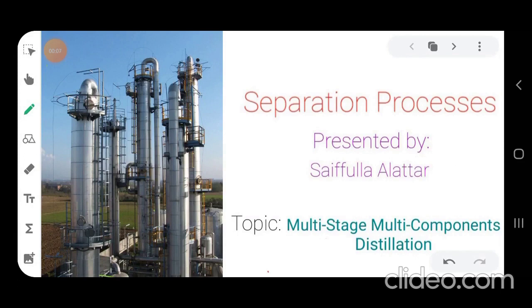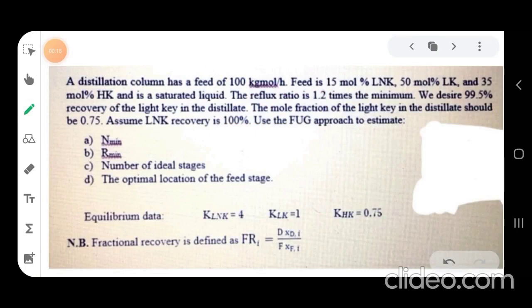Today we are going to take an example for the topic that we have discussed, which is the multi-stage, multi-component distillation. So this is the example. Let's say we have a distillation column. We have a feed of 100 kilomole per hour, and the feed is 15 mole percent of the light non-key, 50 mole percent of the light key, and 35% of the heavy key, and it seems there is no heavy non-key, and it is saturated liquid.